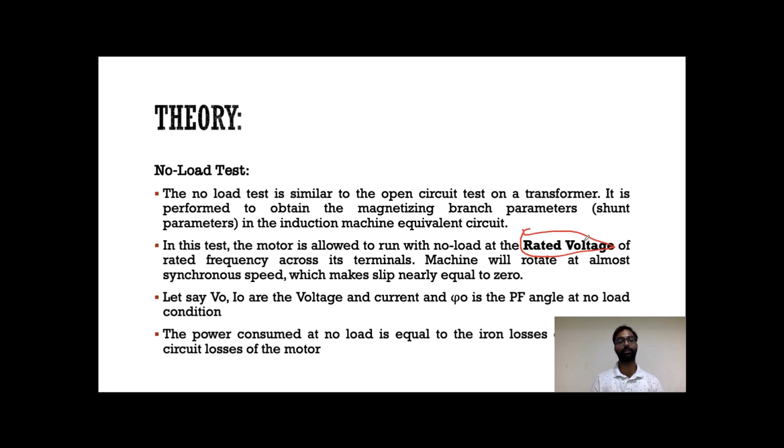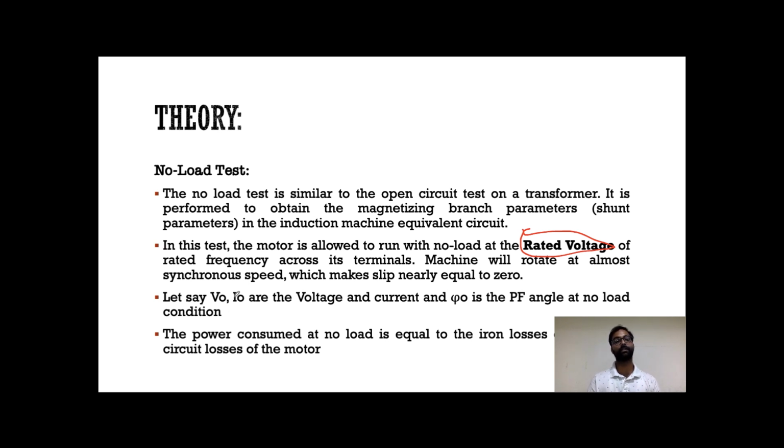And at the rated voltage, as we all know, the machine will rotate at almost the synchronous speed, as the slip is nearly equal to zero. Slip will never be exactly zero, as we have already discussed in the previous lectures. So here the slip will be nearly equal to zero, and since you are applying the rated voltage, the speed will be near to the synchronous speed.